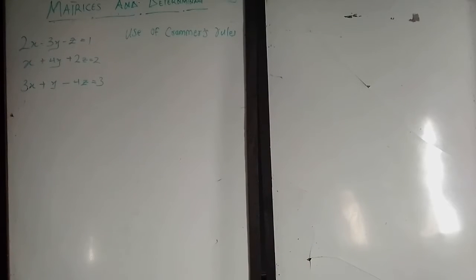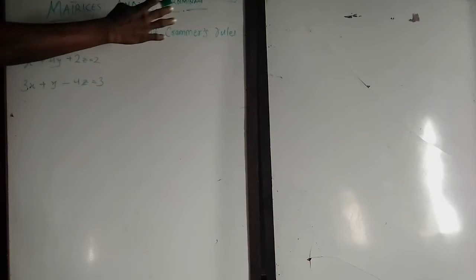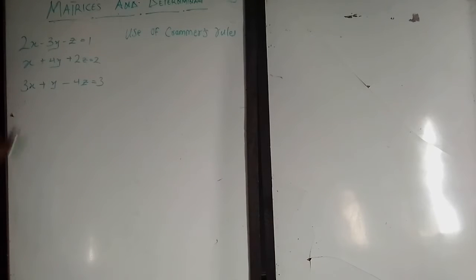So this is the second method of solving three unknown or simultaneous equations, using Cramer's rule of solving simultaneous equations.